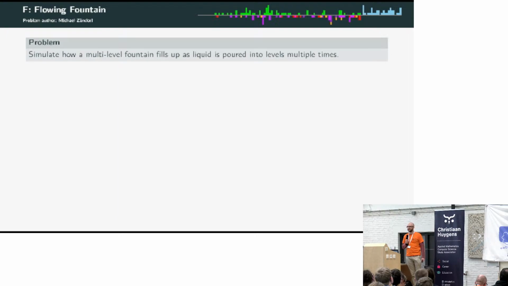We can just do that in code, but this is too slow. So we have to be a little bit smart about it. The runtime q times n does not fit the time limit. So how can we do this a bit faster?